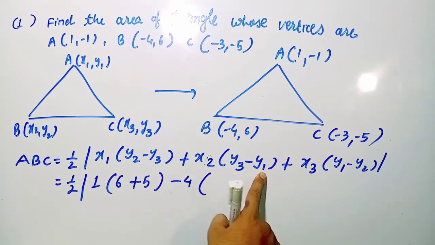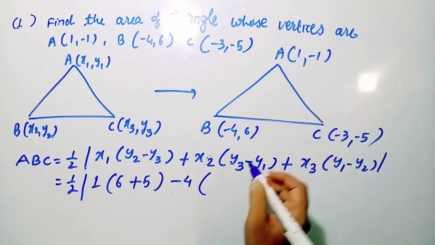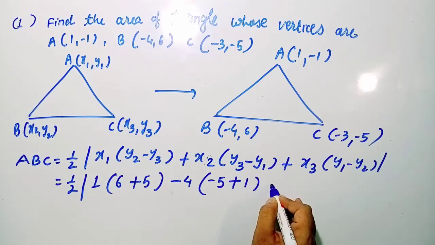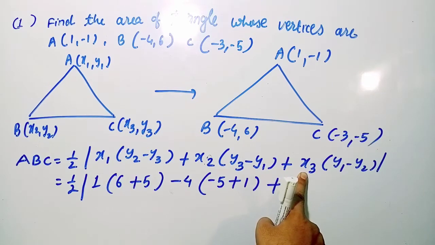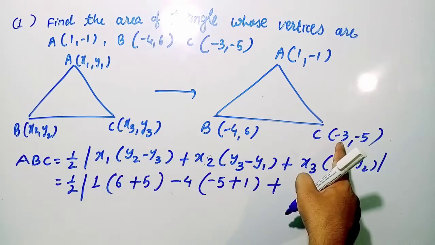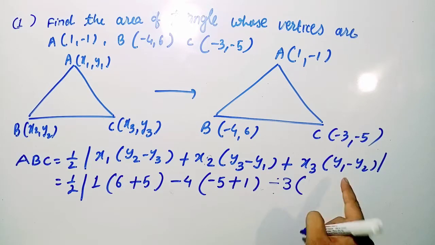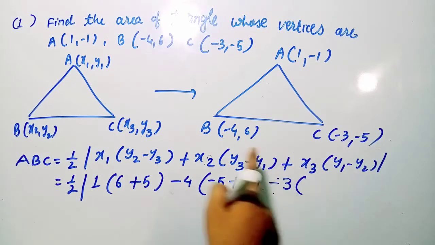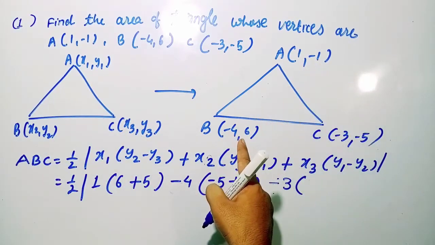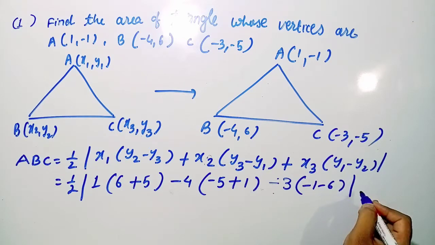Y3 minus y1, so the value of y3 is -5 and y1 is -1, so -5 plus 1. Then applying the formula, x3, the value of x3 is -3, right? So y1 minus y2: y1 is -1 and y2 is 6, so -1 minus 6.